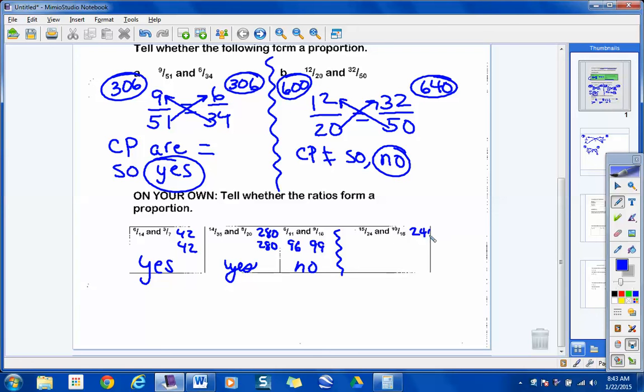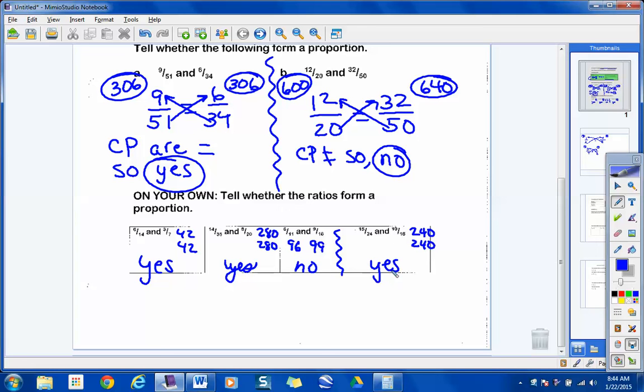Okay, my first question to you is this. Can you look at two ratios and apply cross products to understand if the two ratios form a proportion or do not form a proportion? And what's the process? Compare the cross products. Okay. All right, well, let's talk about why this is important then.